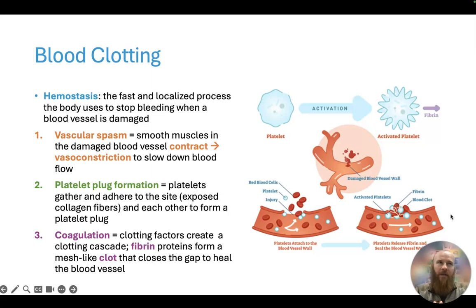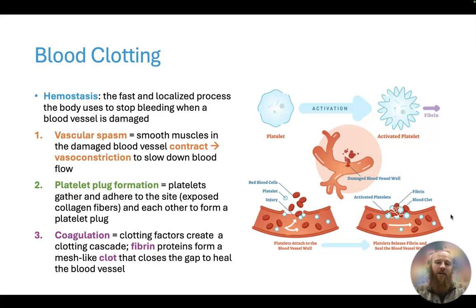Okay, so we covered how new blood cells come into existence. The next thing that we want to make sure that we cover as a part of this module is the process of blood clotting. Very, very important process when it comes to the blood. So we want to make sure that we understand, at least generally, how this works. The official name for the process of blood clotting is hemostasis.